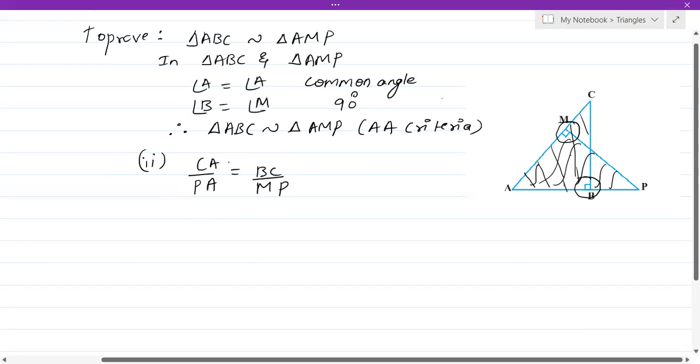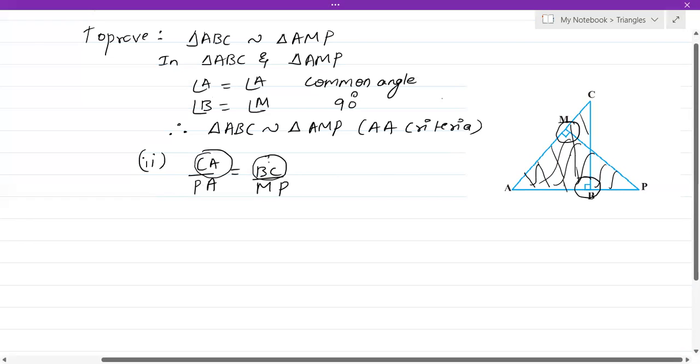Which two triangles should we take? For that, observe the numerator. The numerator here has got CA in it, and here it has got BC. So which is the triangle that has got both CA and BC in it? CA and BC. It is triangle ABC, isn't it? So we have to take triangle ABC.